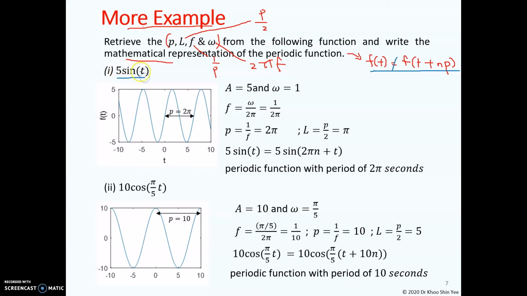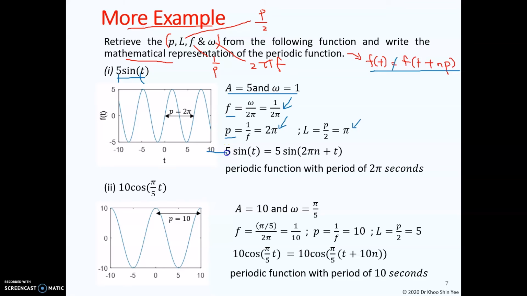First of all, you have 5 sine t. So we know the amplitude is 5 and omega is 1 because the formula is A sine omega t. With that, we obtain this. So omega is equal to 1. Therefore, you can obtain the frequency equal to omega divided by 2 pi. So you can continue to obtain the period, which is 1 over frequency, and half period to be period divided by 2.